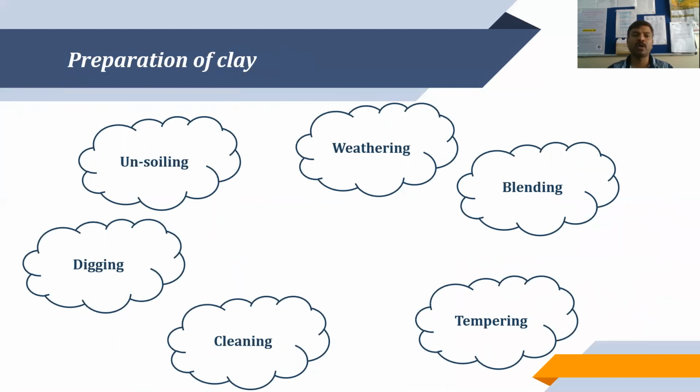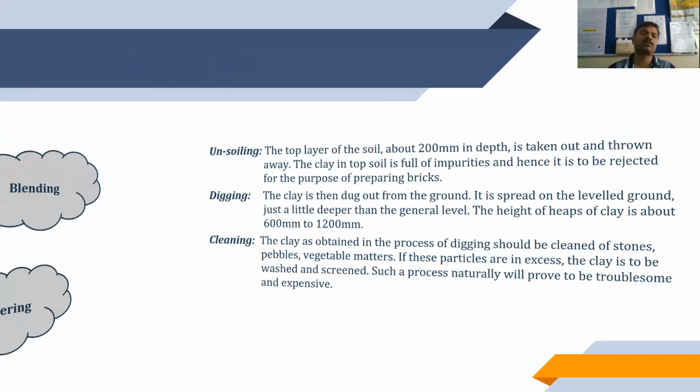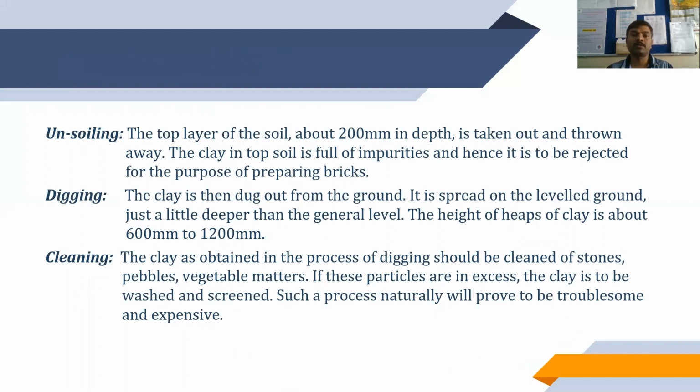The first one is unsoiling, second is digging, then cleaning, followed by weathering, blending, and tempering. So what is unsoiling? Unsoiling is the process of removing the uppermost layer of the soil, which contains waste material like plant residues, dead plant material, and the roots of grasses, available in the top layer of the soil up to 200 millimeter in depth.